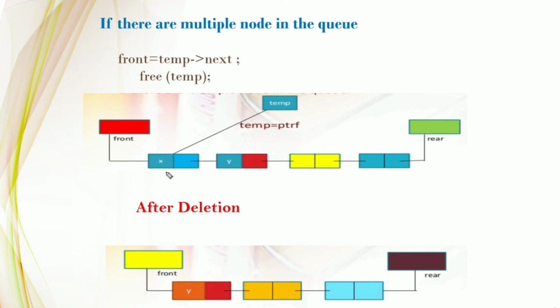At first it is pointed here and we point temp's next to the front. Front is pointed like this, to the next element, and x is removed, free the temp, it is removed. After deletion we have elements y and so on, and front now points to y, the front's next, that is the temp's next, that is y. So now the front is y. After deletion of the elements, the queue is like this.